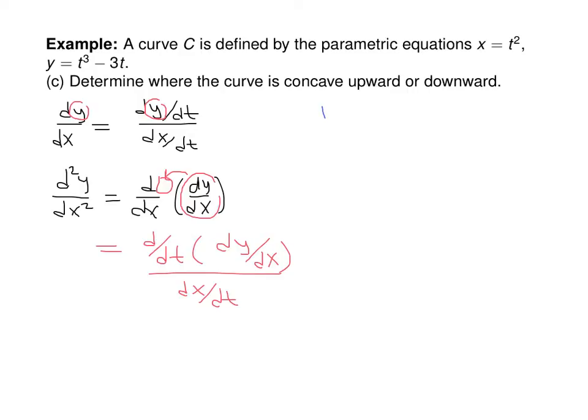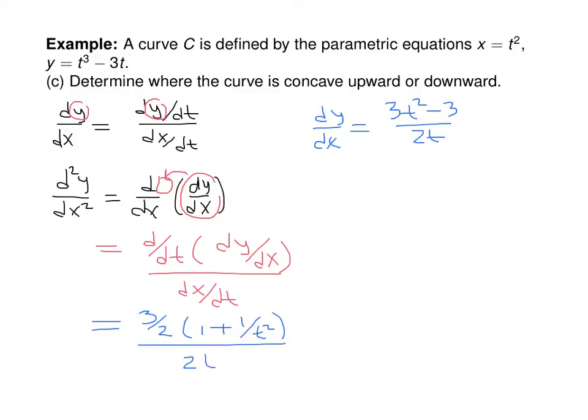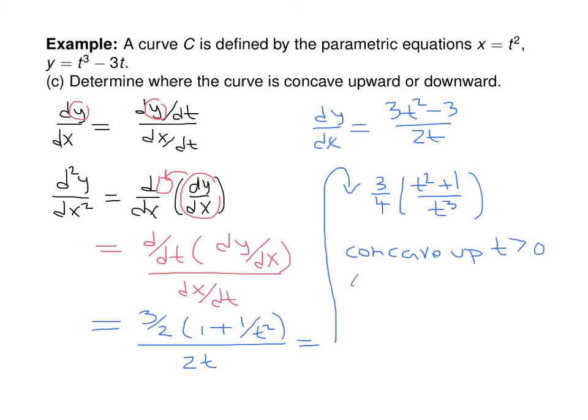We had that our first derivative, dy/dx, was equal to 3t squared minus 3 over 2t. So the derivative of that is 3/2 times (1 plus 1 over t squared) over dx/dt, which is 2t. That simplifies to 3/4 times (t squared plus 1) over t cubed. Because the numerator is always positive, the concavity is determined by the denominator only. So we're concave up if t is positive, and we're concave down if t is negative.